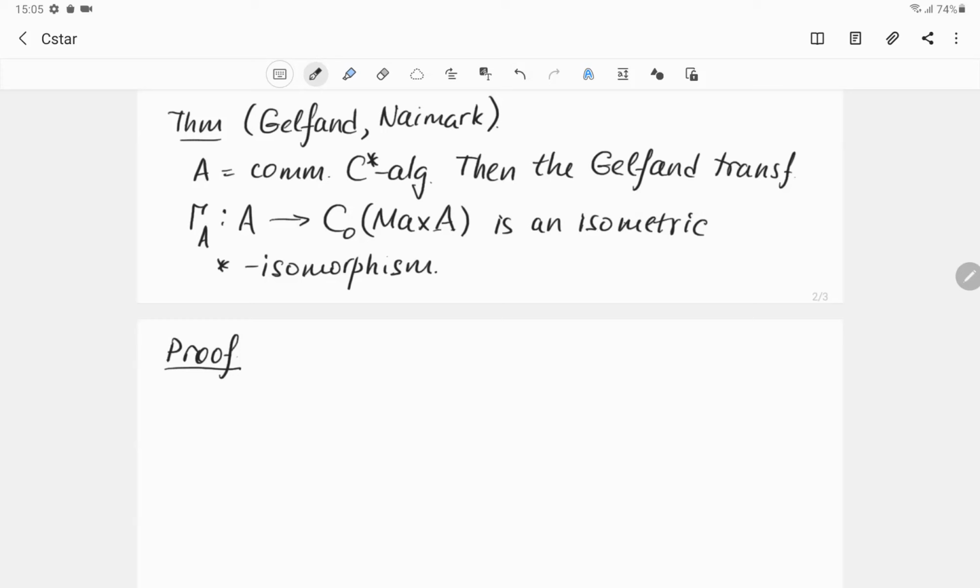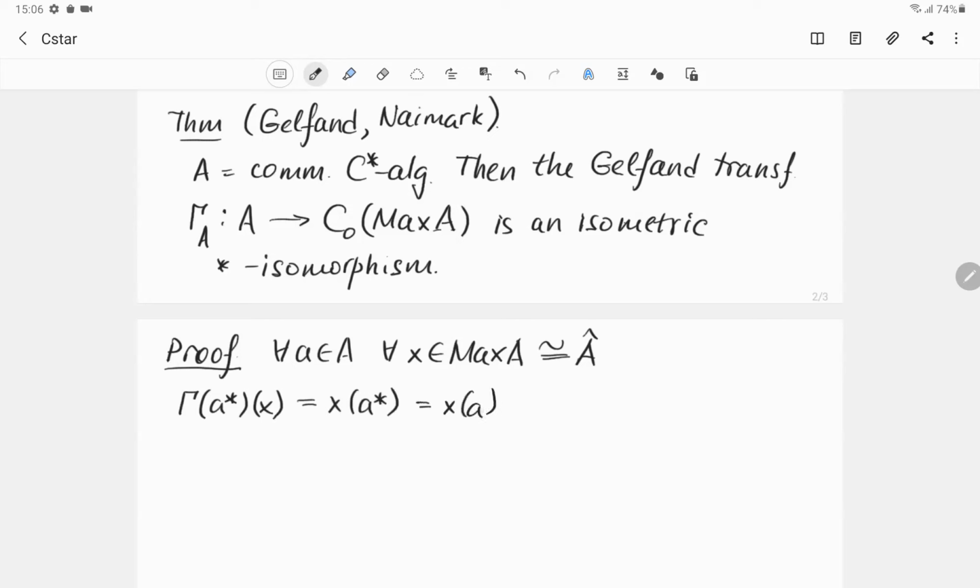Okay, so first of all, let's show that the Gelfand transform is a star homomorphism. So we take an arbitrary element a in our algebra and an arbitrary point x in the maximal spectrum, which is identified with the character space of A. And we apply gamma to a star, and then evaluate this at x. So by the definition of the Gelfand transform, this is just x evaluated at a star. But we already know that x is a star character. So this is the complex conjugate of x of a. That is the complex conjugate of gamma of a evaluated at x. And so this means that gamma is a star homomorphism.